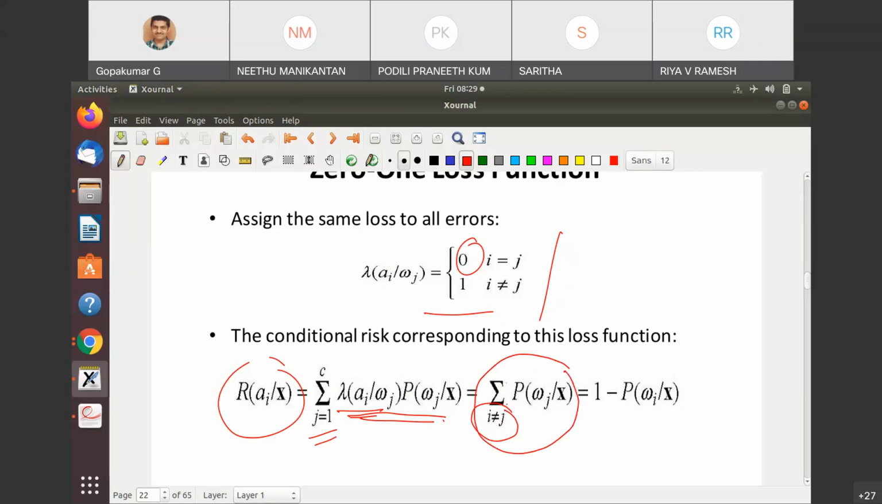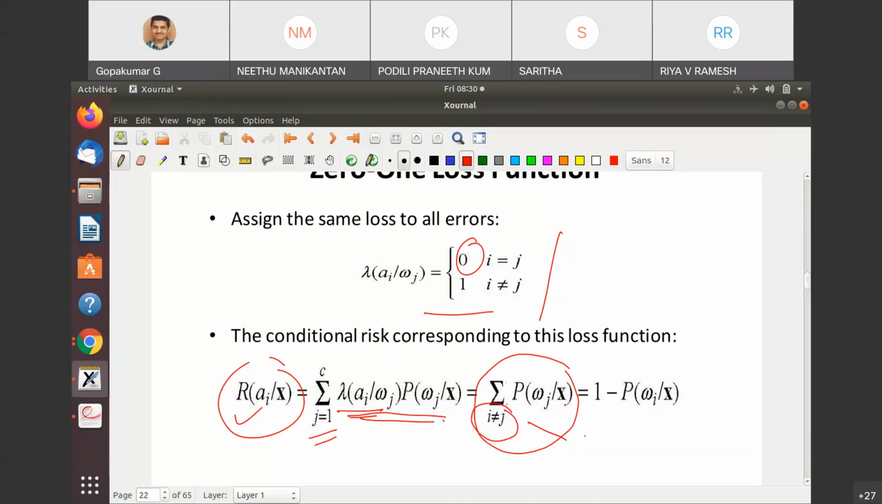Okay, so this is a risk which we are trying to minimize. So that way of using this particular zero-one loss function, whenever we have such a reduced representation, we generally call this classification a minimum error rate classifier. Okay, minimum error rate classifier. So generally, whatever we have discussed.